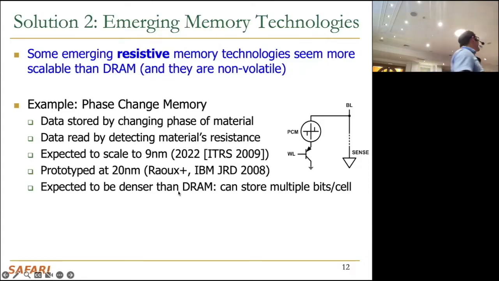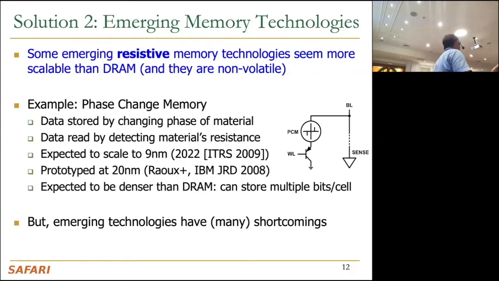And this is expected to be denser than DRAM because you can also store multiple bits per cell by chopping the resistance range into many different data representations. Okay, so the issue is emerging memory technologies are not perfect. They also have many, many shortcomings. So for example, phase change memory has longer latency to access and longer energy, even though it can be much more scalable. It's non-volatile, meaning you don't need to refresh it. We talked about refresh yesterday. This gets rid of refresh for most cases, let's say.